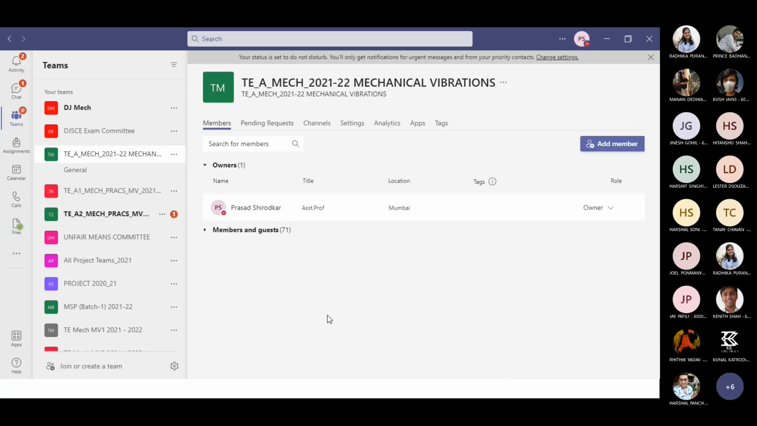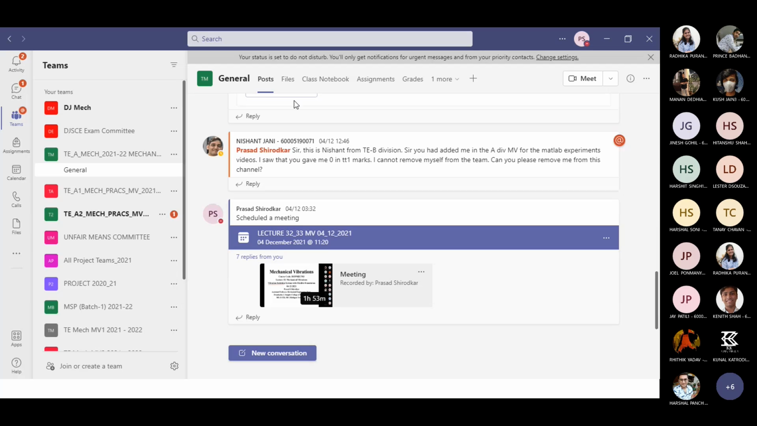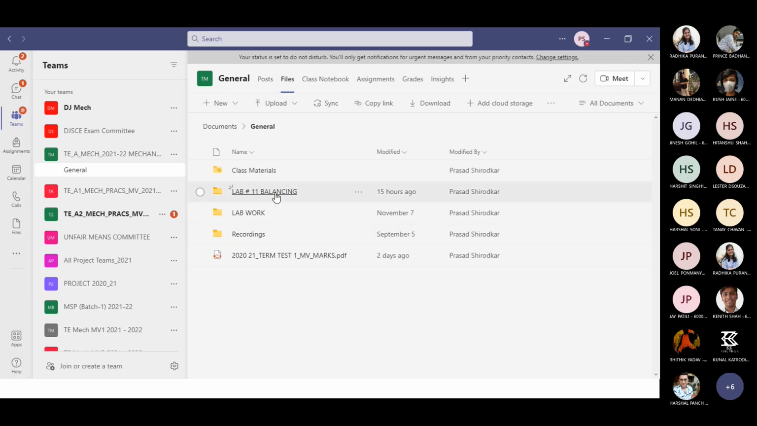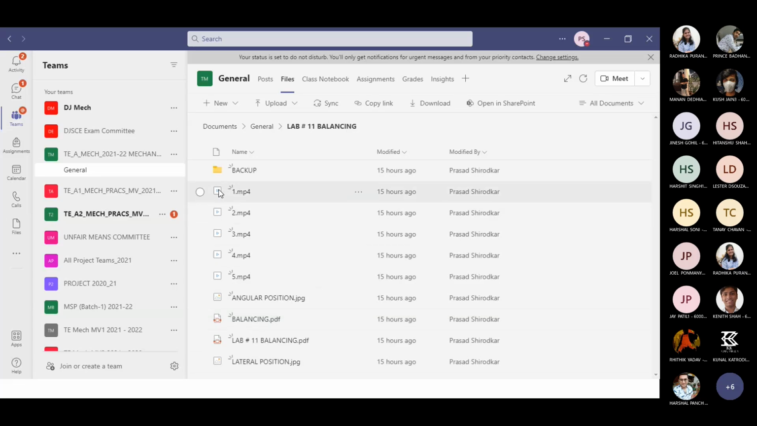Just check whether you are able to access the class materials folder. Yes, sir. So go to lab number 11 and download these 5 videos from 1 to 5 and see them in that sequence only and share them with the B division students. Once you are done with seeing those videos, let me know. Then I will tell you how to write the report. All right. Any questions?